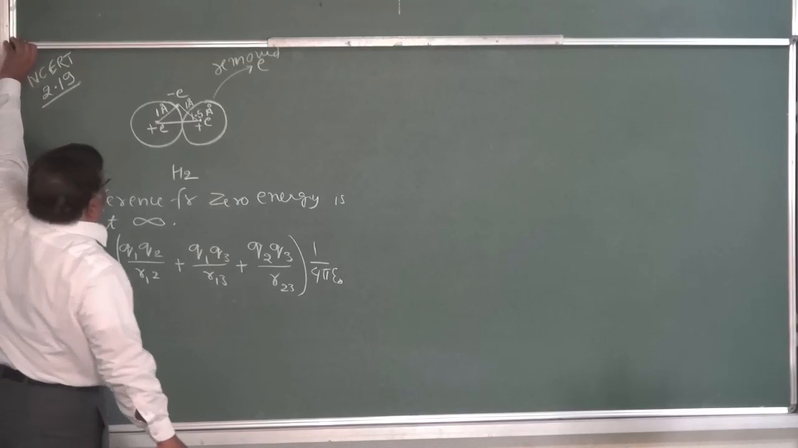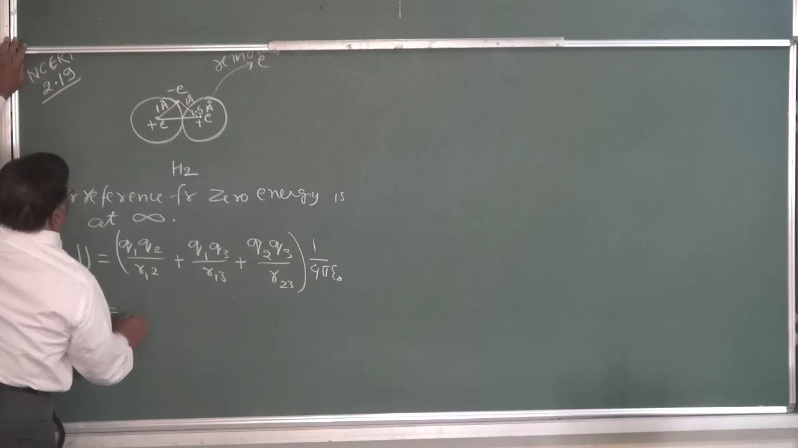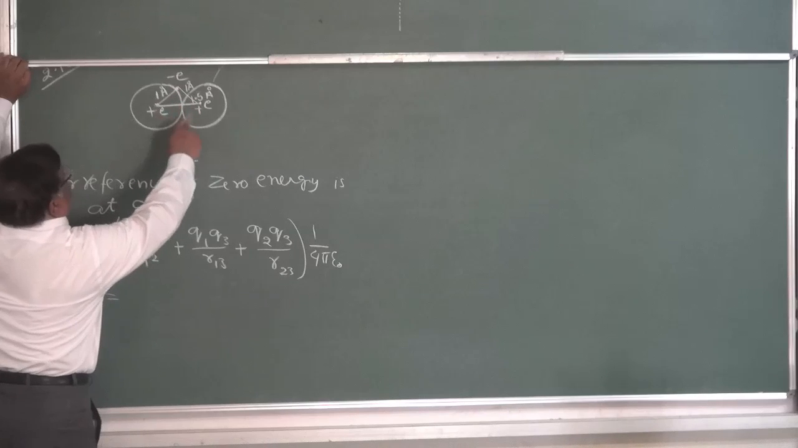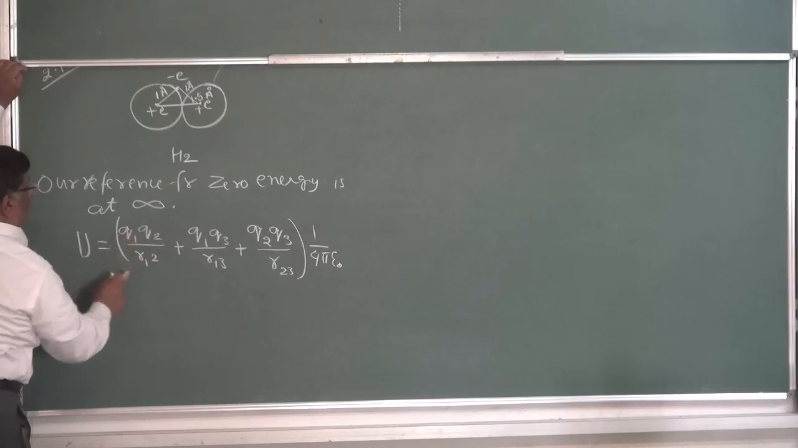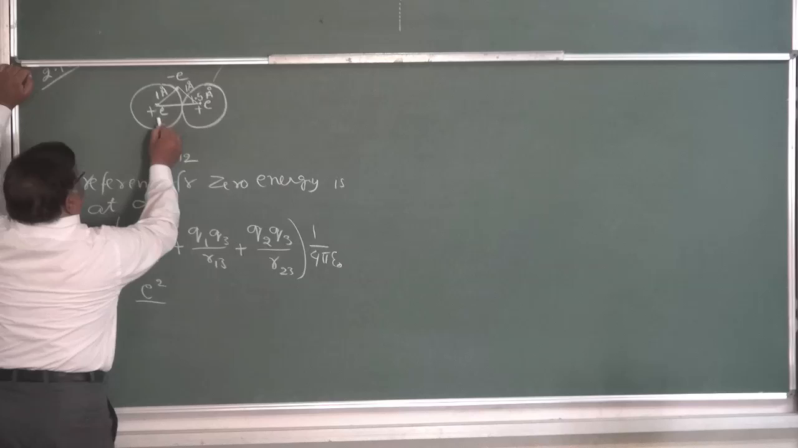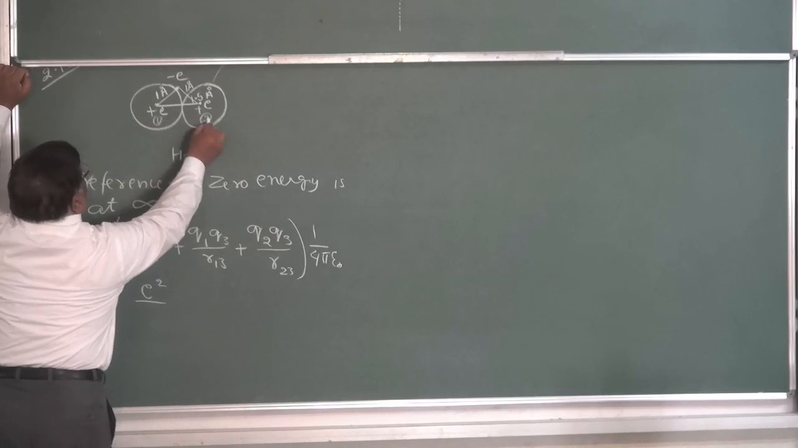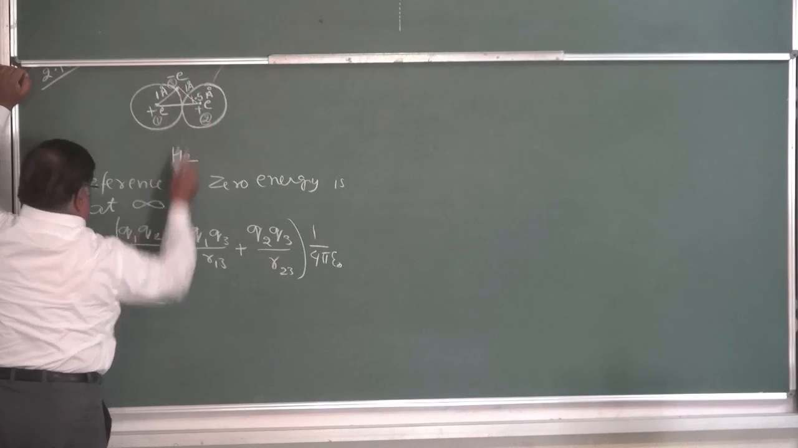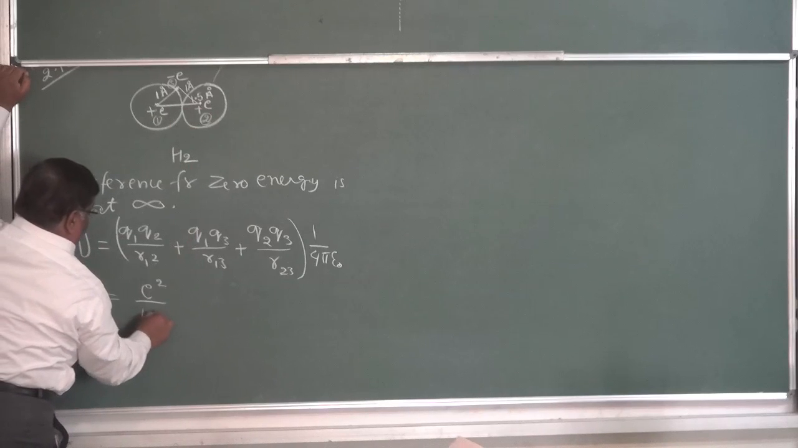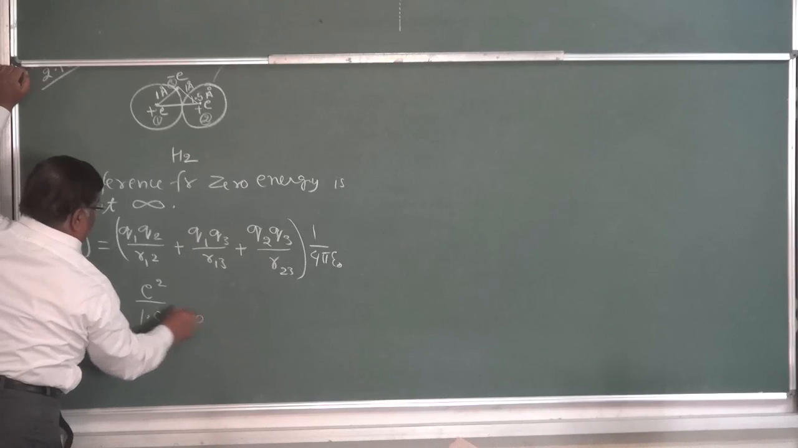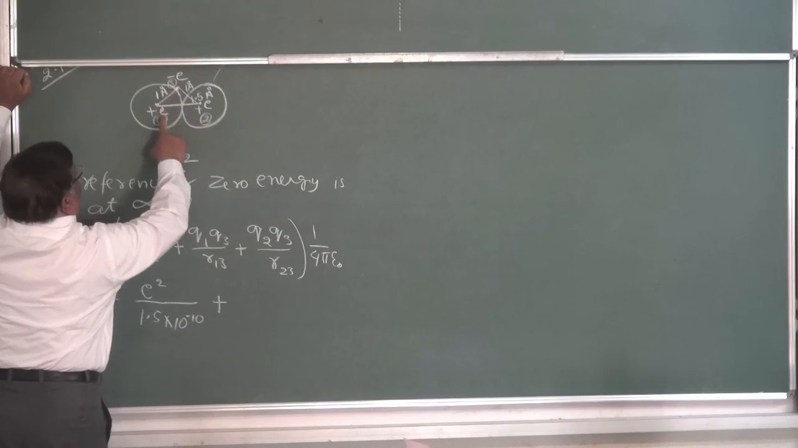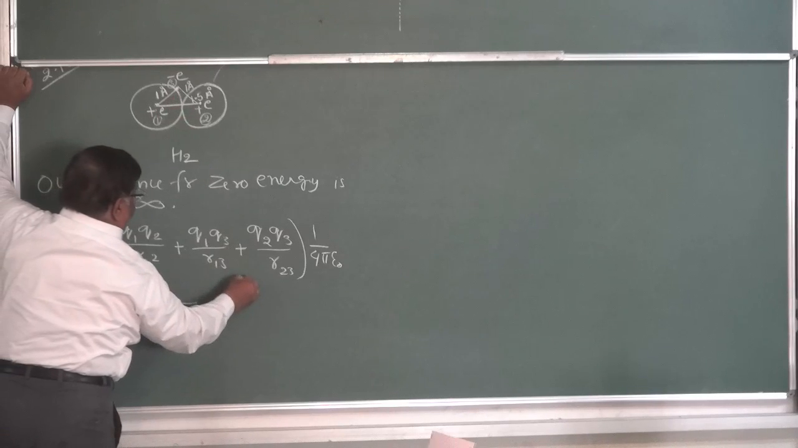Now you can put the values here. What are the values? Q1, Q2, Q3, all 3 are e, so we can always put it as e square upon R12. If this is particle 1, this is particle 2, this is particle 3, then how much is R12? R12 is 1.5 angstrom, 1.5 into 10 to the power minus 10, plus e square again for R13.